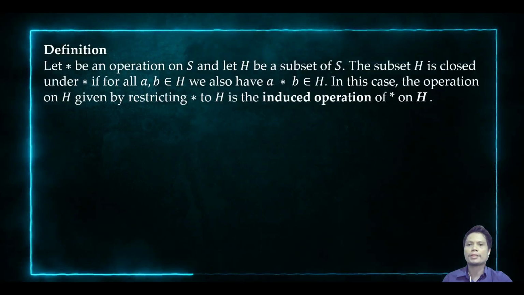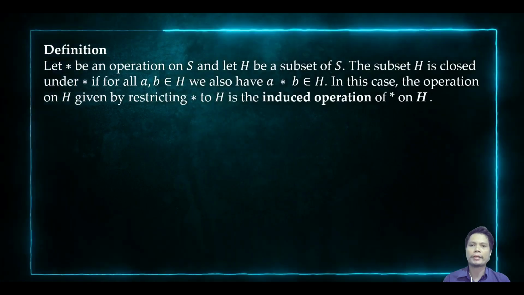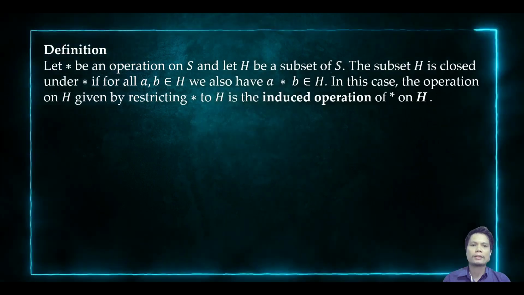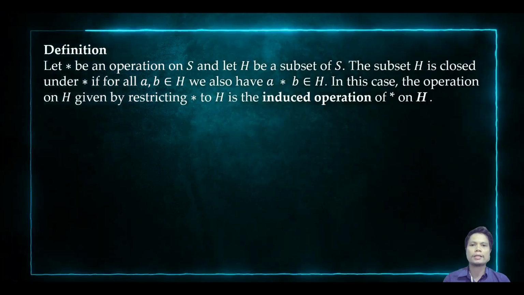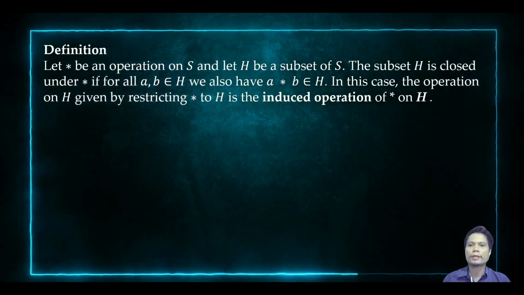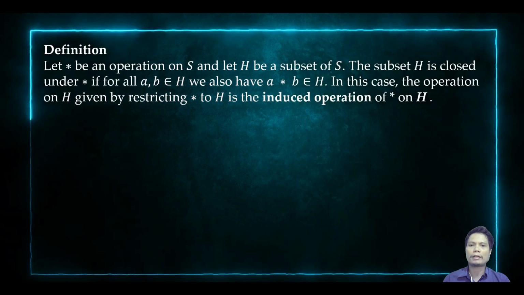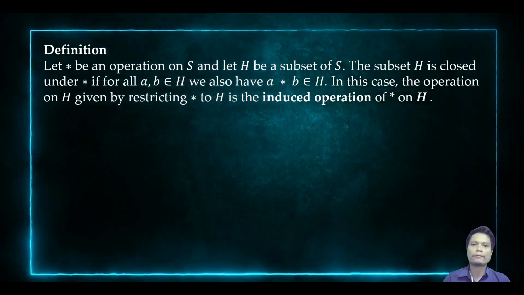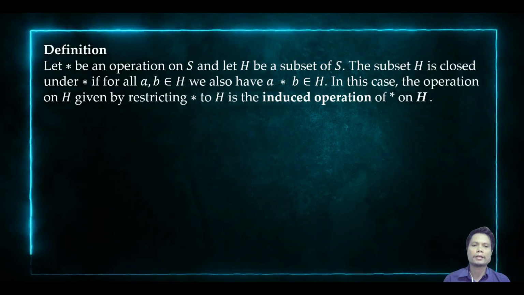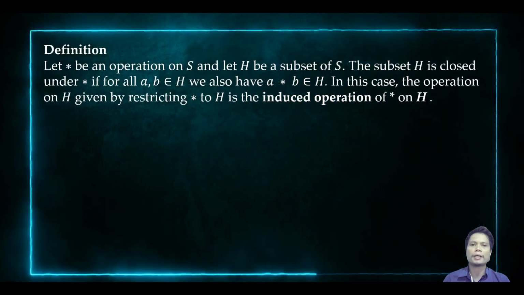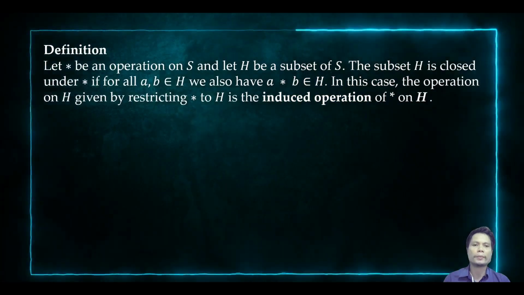Definition. Let * be a binary operation on S, and let H be a subset of S. The subset H is closed under * if for all a, b an element of H, we also have a * b an element of H. In this case, the operation on H given by restricting * to H is the induced operation of * on H.